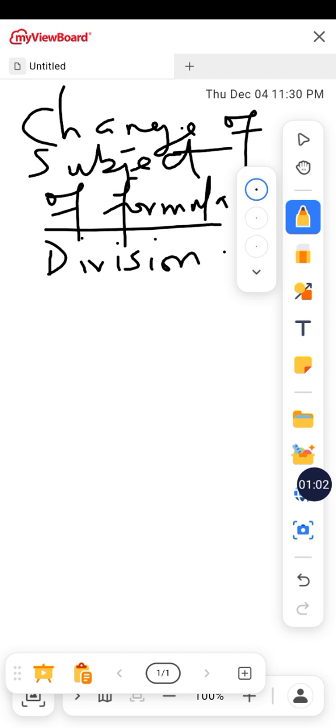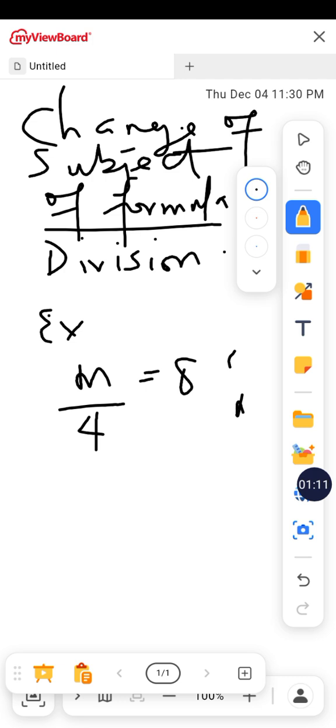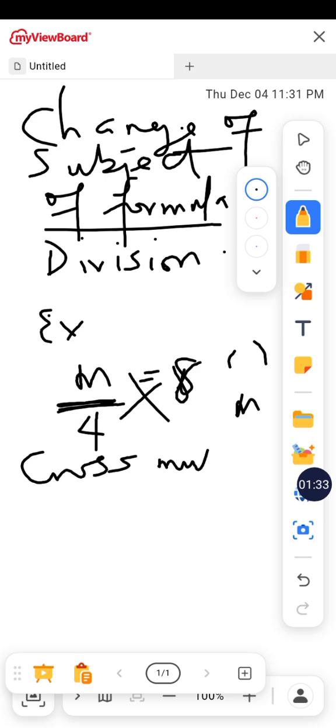Okay, for instance, let's see the very first example. We have m over 4 equals 8, and they ask you to make m the subject of the formula. Just like subtraction is the opposite of addition, and addition is the opposite of subtraction, so also multiplication is the opposite of division. Anytime you have a division problem, try to cross multiply and see what happens.